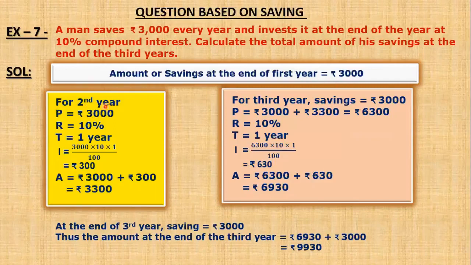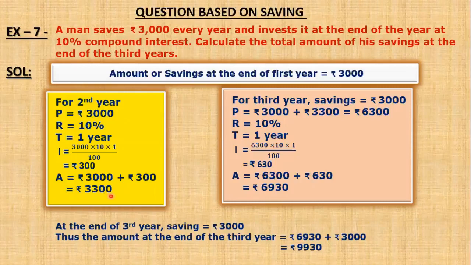So for the second year, this saving, which was at the end of the first year, will act as the principal. So principal rupees 3,000, rate 10%, time 1 year, interest PRT upon 100, that is rupees 300. So amount is equal to principal plus interest, that will give rupees 3,300. Now this is the amount of his investment.